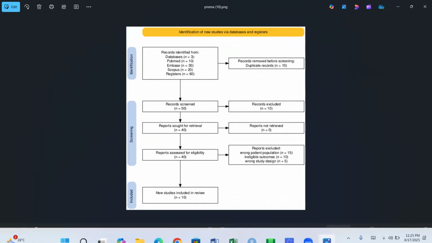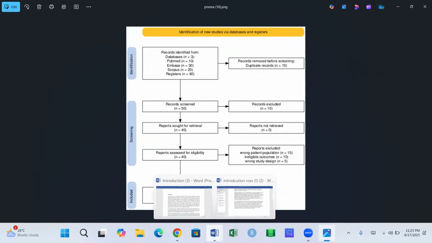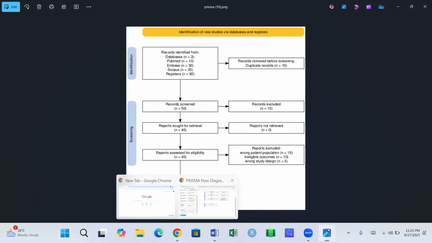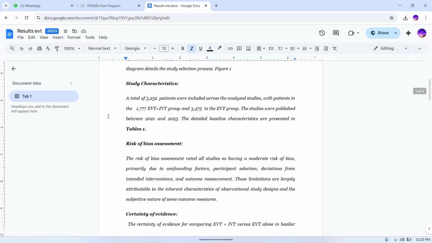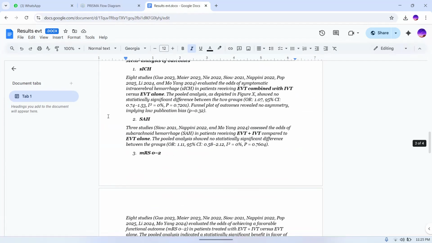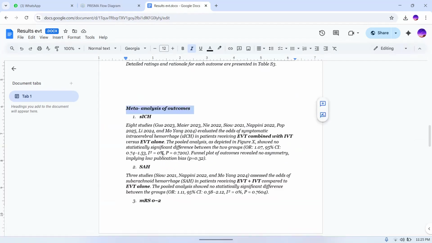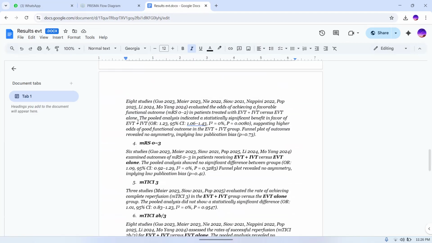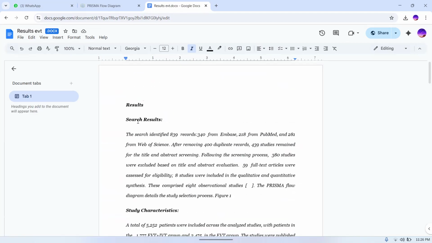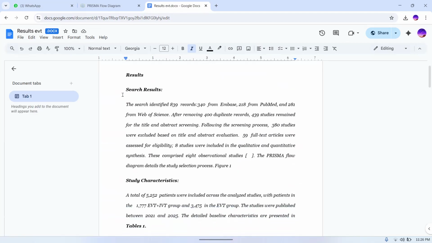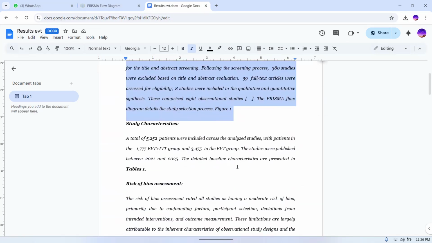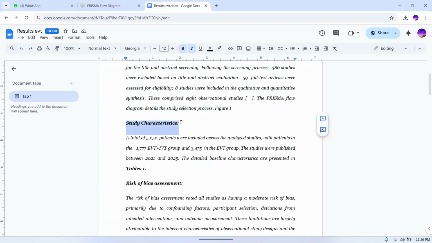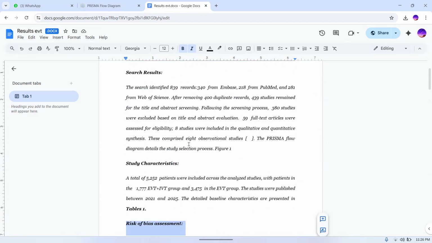Now, through this PRISMA flow diagram, we'll be writing the first paragraph of our result section. So basically this is the whole result section. In the result section, we learned up till this meta-analysis of outcomes. This all we studied. But now, basically this thing we'll be studying: the paragraph on search results. In here, we'll be explaining the PRISMA flow diagram, the study characteristics paragraph, and the risk of bias assessment.